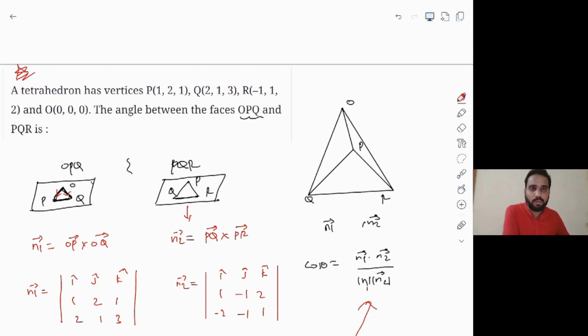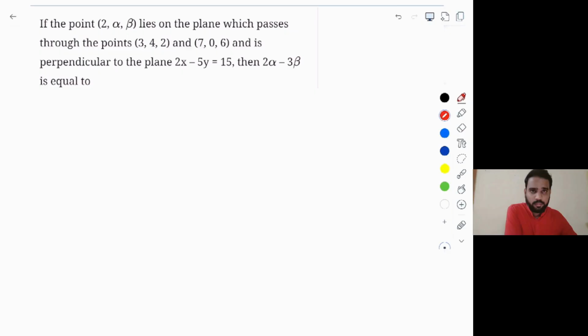Okay, this is one of the most important concepts related to angle between the planes, right? Let's take the next question. This is one of the interesting questions from PYQs. If the point 2 comma alpha comma beta lies on the plane which passes through the 2 points 3, 4, 2 and 7, 0, 6 and also it is perpendicular to the plane.